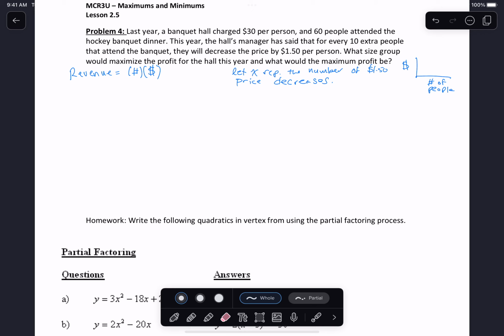So how many people attended last year? 60. How does that change? We're going to add 10 people for every x, so it has to be 60 plus 10x. Every time I add 10 people, the price goes down by $1.50, which we've already included in our let statement. So it's 60 plus 10x.